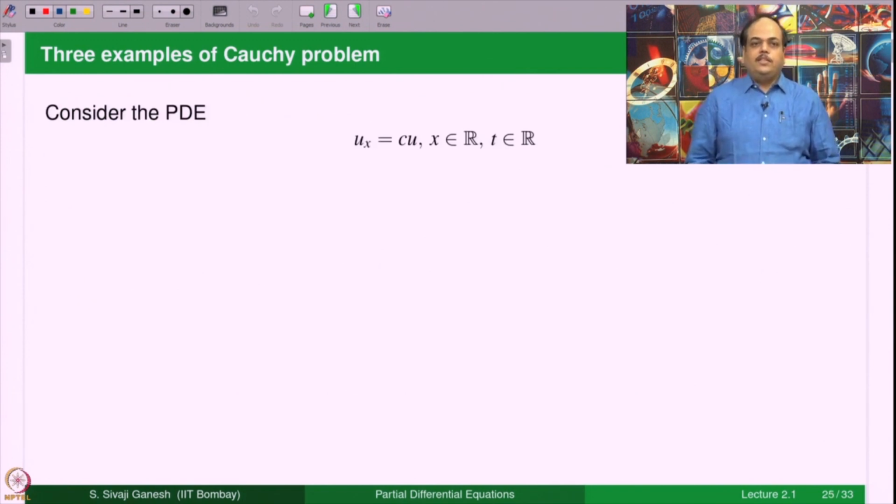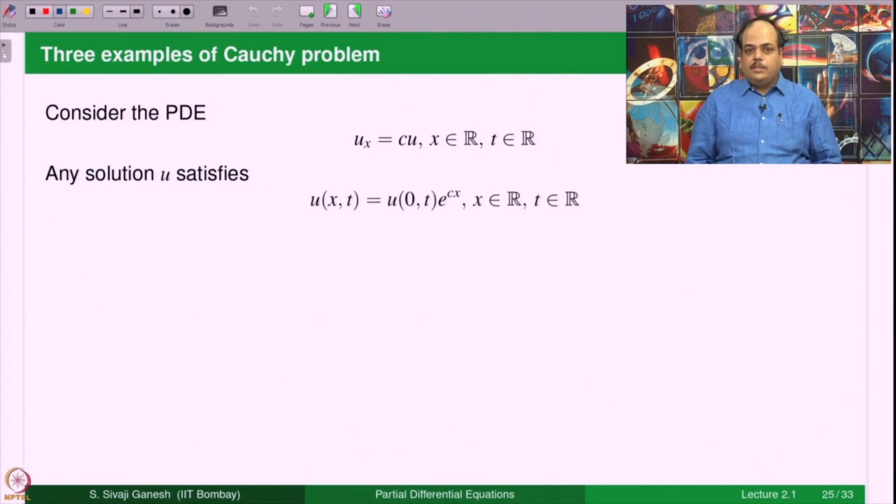Okay, let us look at a very simple first order PDE. It is u_x equal to Cu, C is a constant. We will look at special constants later, C equal to 1 and minus 1, in the case of initial boundary value problems. Here C can be any real number. It is posed for x in R and t in R. You do not see t in the problem. So, it is actually an ODE, and from our ODE knowledge we can solve this. Any solution must satisfy u(x,t) equal to u(0,t) into e power cx.